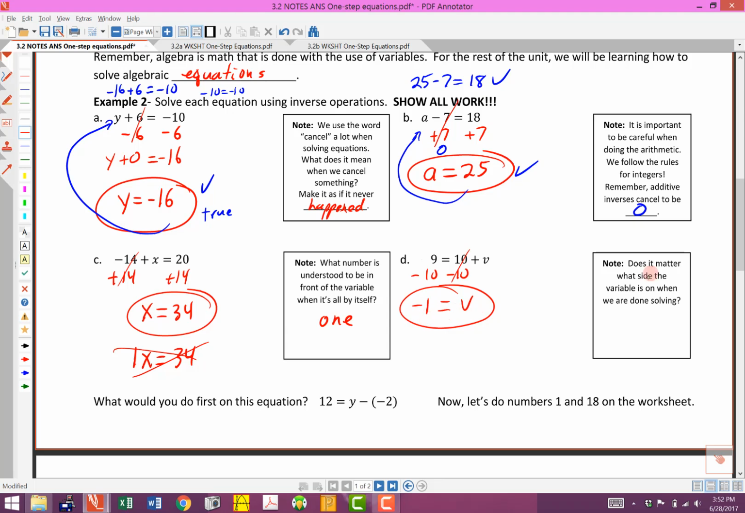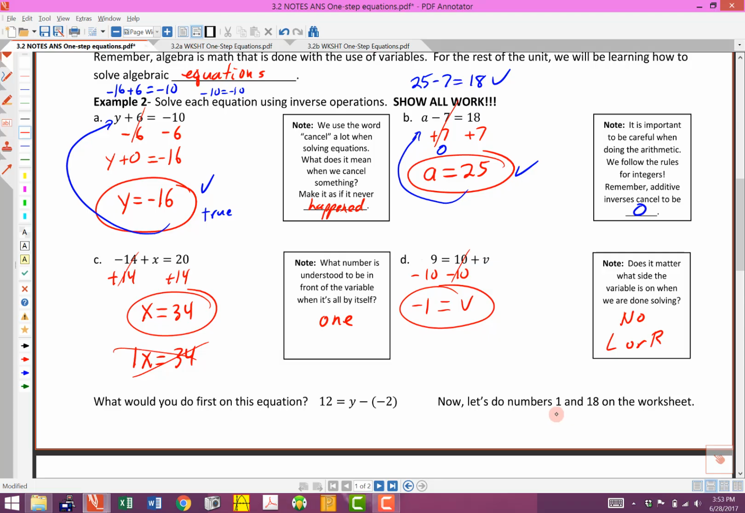So here's the question. Does it matter which side the variable is on when we're done solving? So does it matter whether the variable is on the left or on the right? And the answer to that is no. It can go on either the left or the right. It doesn't make any difference, okay? So keep that in mind as you're solving.